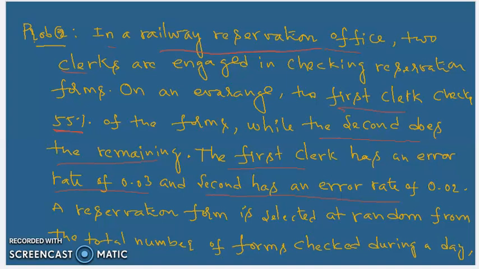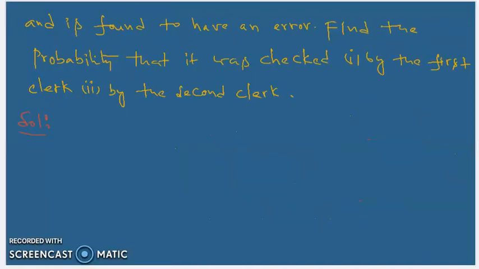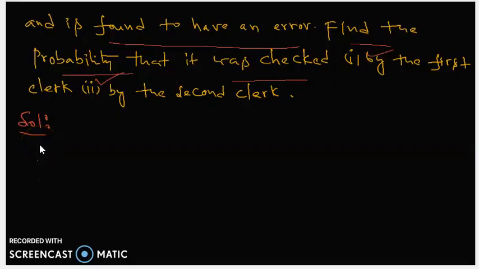A reservation form is selected at random from the total of the forms checked during a day and is found to be an error. Find the probability that it was checked by the first clerk, by the second clerk. So to solve this problem, we need to define some events.